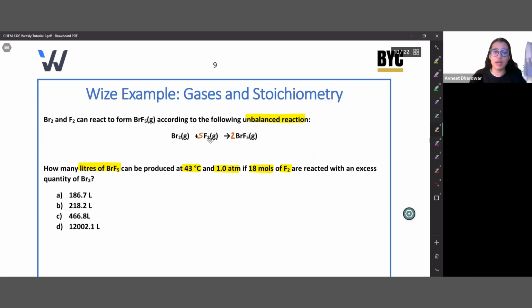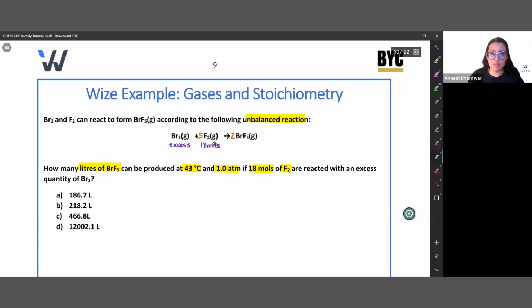Okay, so now our reaction is balanced. The next thing we're told is that we have 18 moles of fluorine and an excess amount of bromine. That just means that the one that's limiting, in a limiting amount, is going to control the amount of product we get. The excess one doesn't determine the amount of product we get.